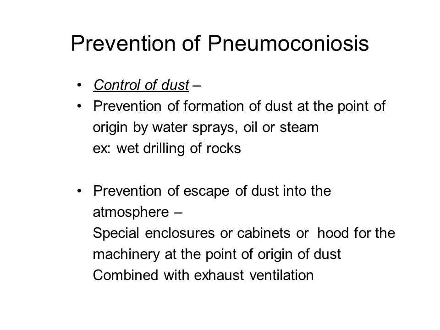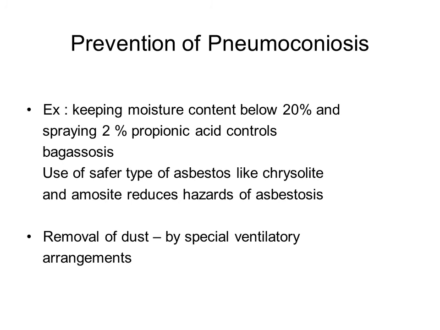Dust control measures include prevention of formation of dust at the point of origin by water spraying, oil spraying or steaming, that is wet drilling, for example wet drilling of rocks. Prevention of escape of dust into the atmosphere by having a special enclosure, cabinet or hood for the machinery at the point of origin of the dust, combined with exhaust ventilation, prevents the escape of the dust into the atmosphere.